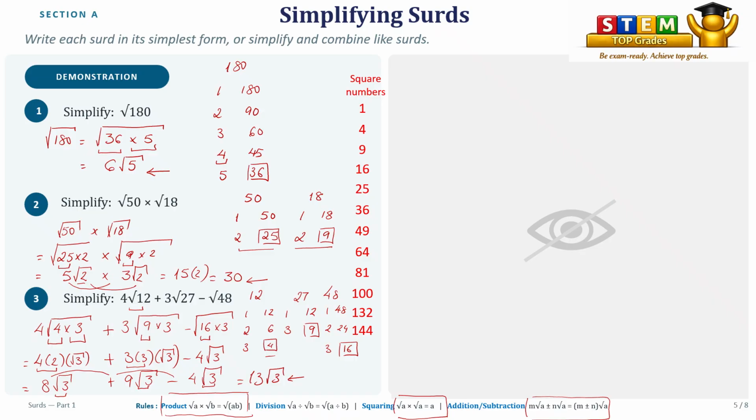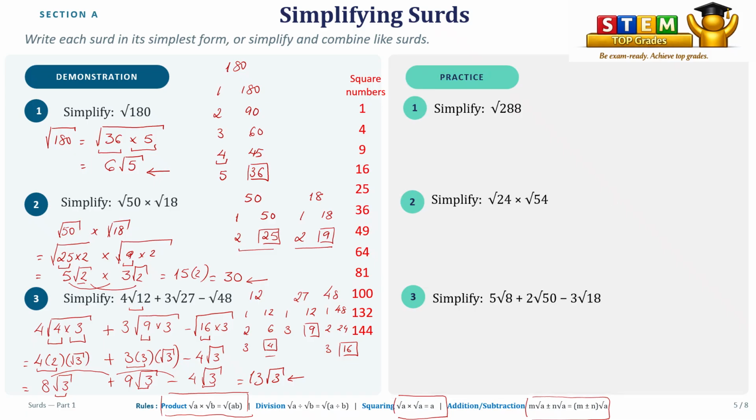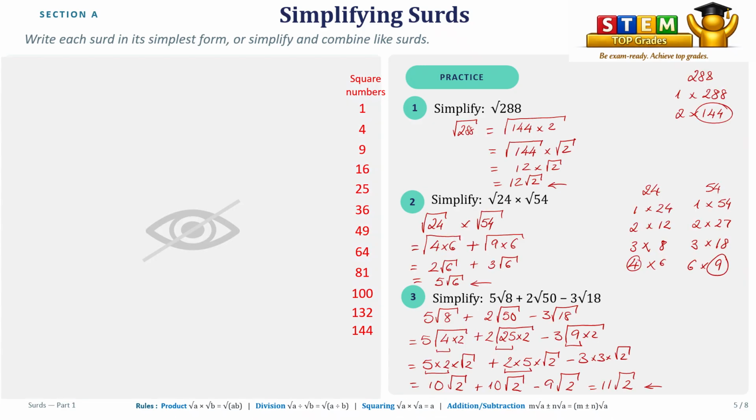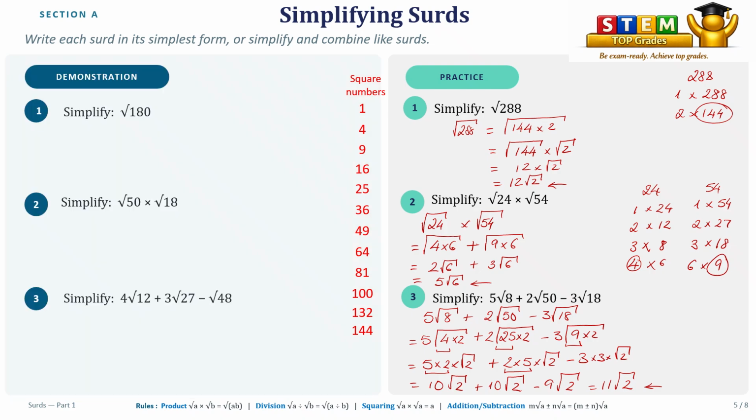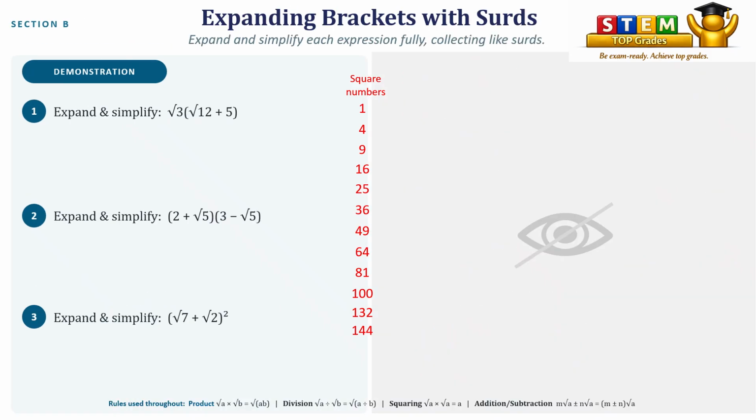Now I'm going to let you practice on the other side of that slide. So here we go. You practice them and I'll give you the answers shortly. So see you on the next slide. So how did it go? Hopefully it went well. Okay, now we're going to look at section B.